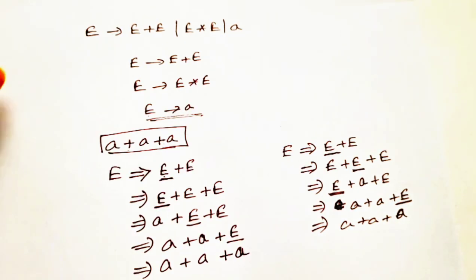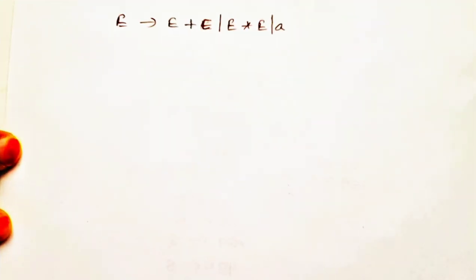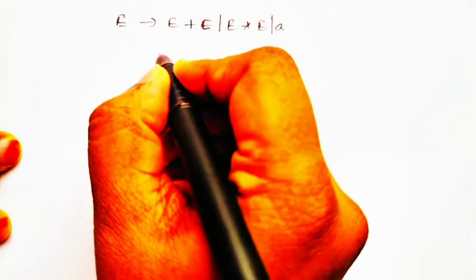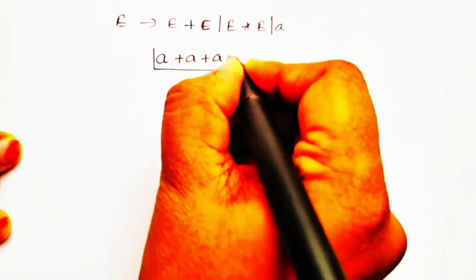See, for a single string you may have more than one derivation. Okay, normal derivation. Coming to leftmost derivation also, you may have more than one leftmost derivation. Rightmost derivation also, you may have more than one rightmost derivation for a given string. I am taking the same grammar to find more than one leftmost derivation for the same string A plus A plus A.